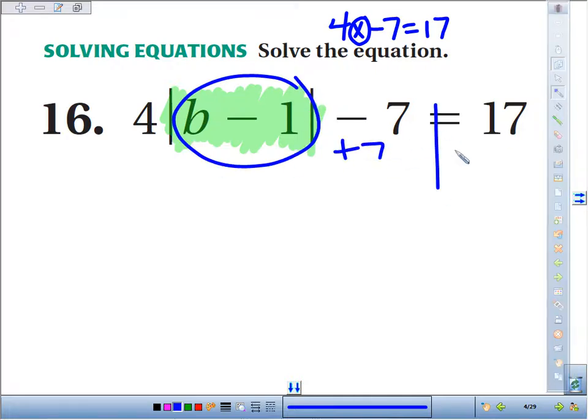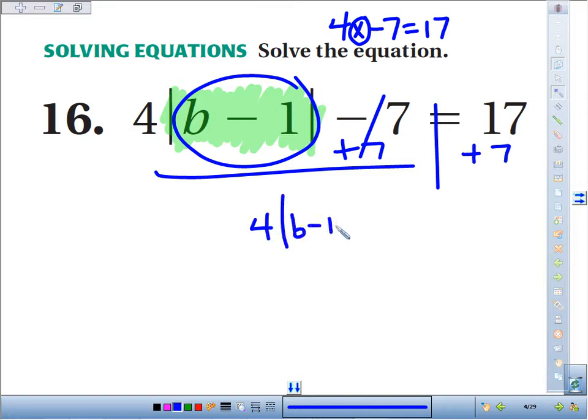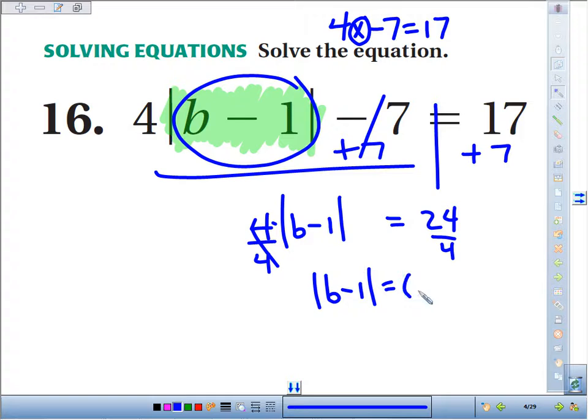So our first step, we add 7 to both sides. We get 4 times the absolute value of b minus 1 equals 24. Next step, to cancel out times 4, we divide by 4. And we get the absolute value of b minus 1 equals 6.